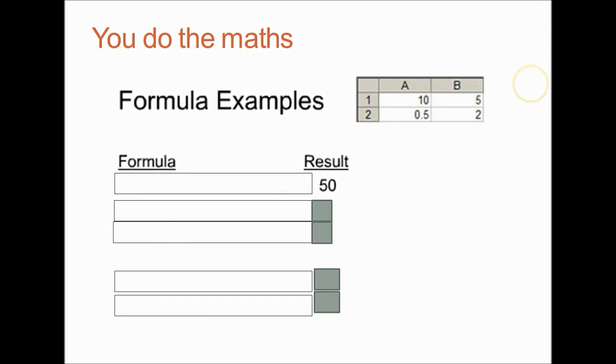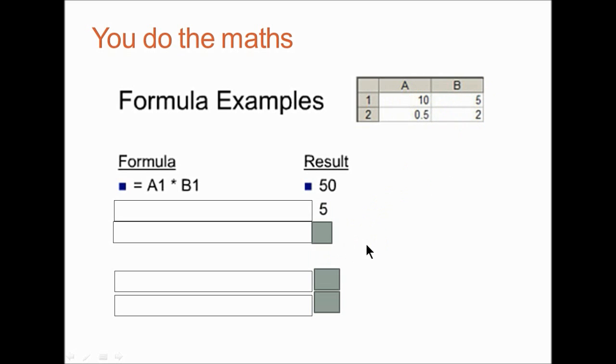Okay, so let's take a look at these formulas here. We have a little data here. We have some numbers in these cells. So we have 10 in A1, 5 in B1, 0.5 in A2, 2 in B2, okay? So to get the result of 50, the formula needed would have been equals A1 multiplied by B1, okay? So A1 times B1 is 50 because 10 times 5 is 50.